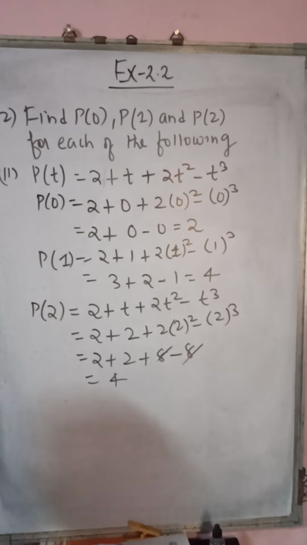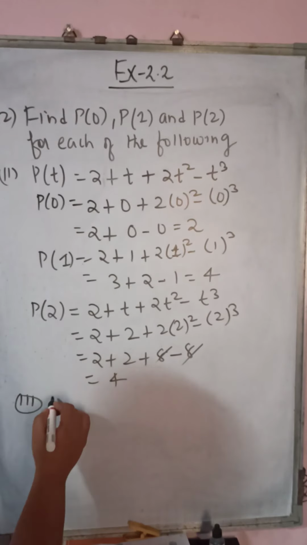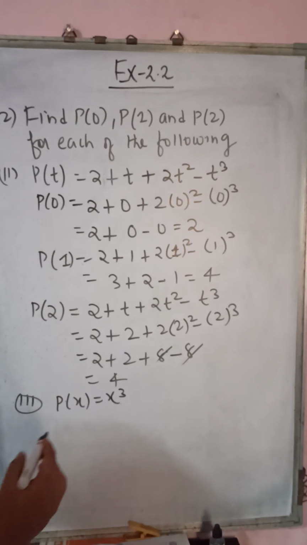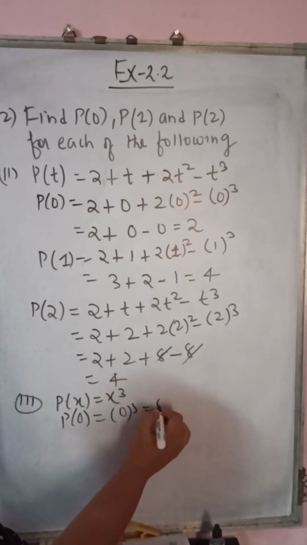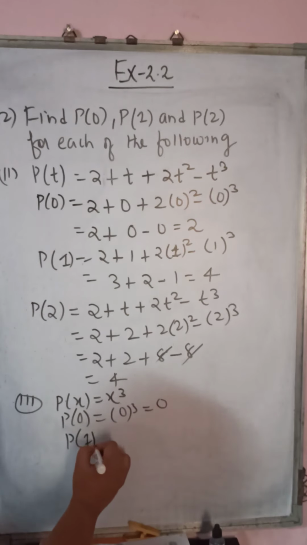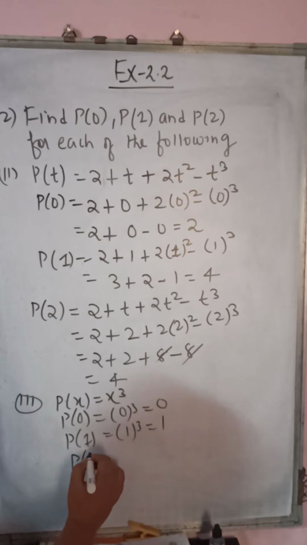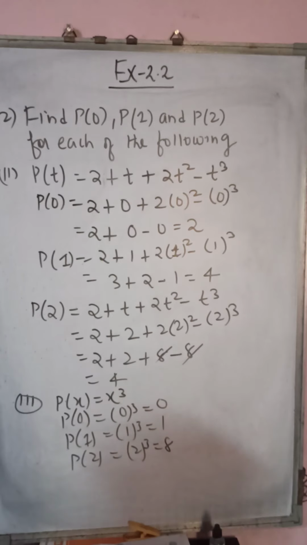Similarly, third part is P of x is equal to x cube. So very simple. In place of x, first we'll put P0, that means 0 cube, which is equal to 0. Then P1 means in place of x put 1. So 1 cube is 1. Then P2 means in place of x put 2. So 2 cube is 8. So question number 2, third part is done.